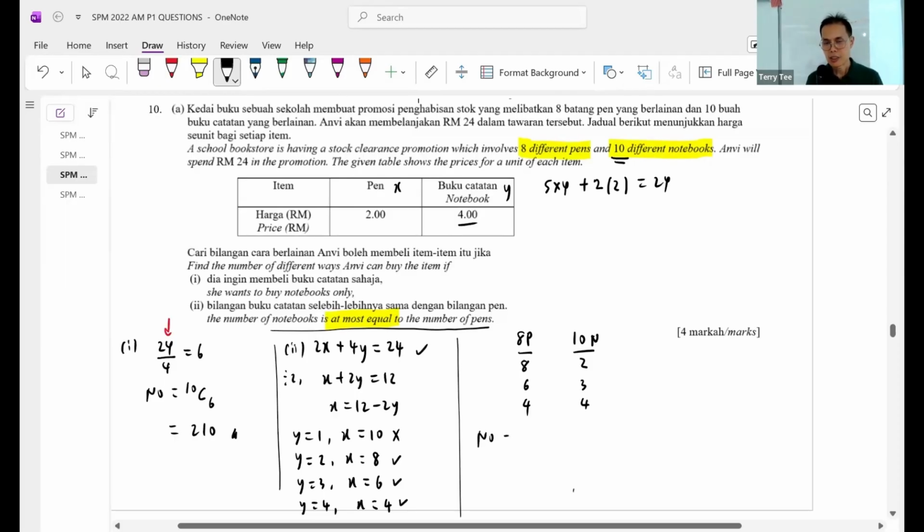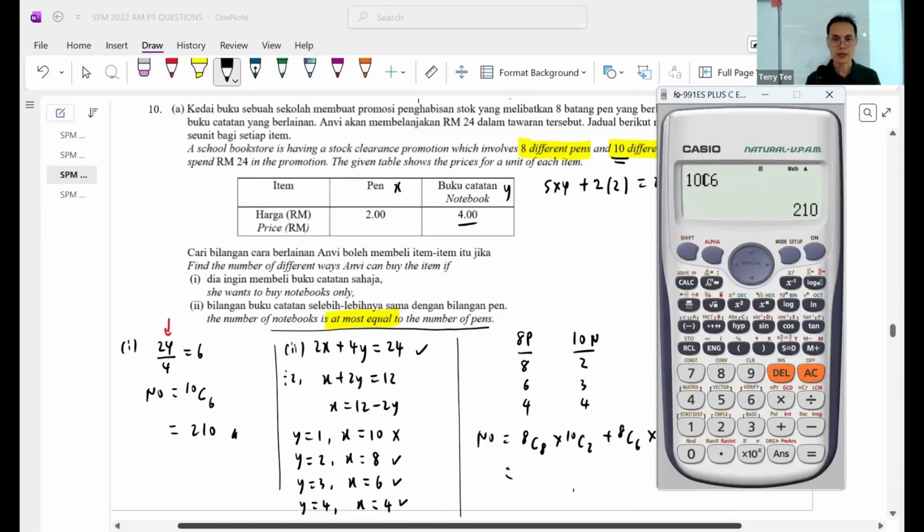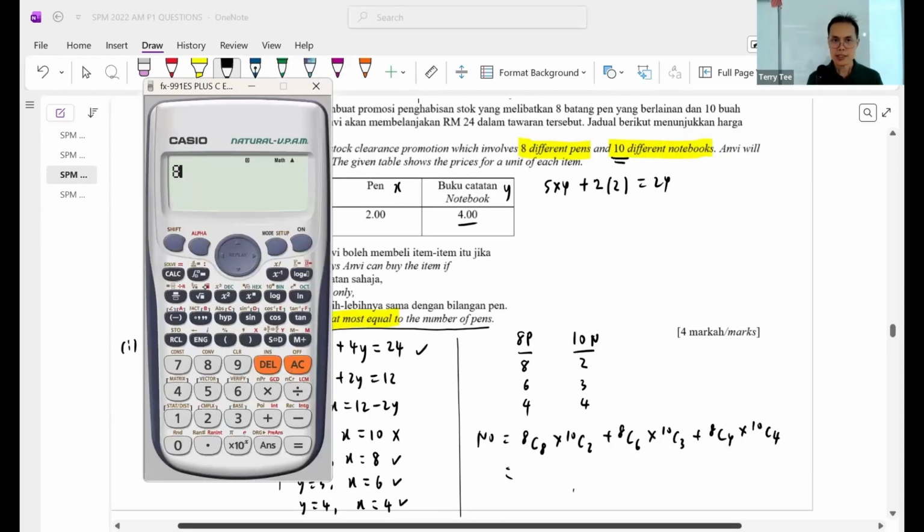Let's write down our answer. 8 pens, choose 8; 10 notebooks, choose 2. 8 pens, choose 6; 10 notebooks, choose 3. 8 pens, choose 4; 10 notebooks, choose 4 as well. Now use your calculator and multiply them together. So it's 8C8.